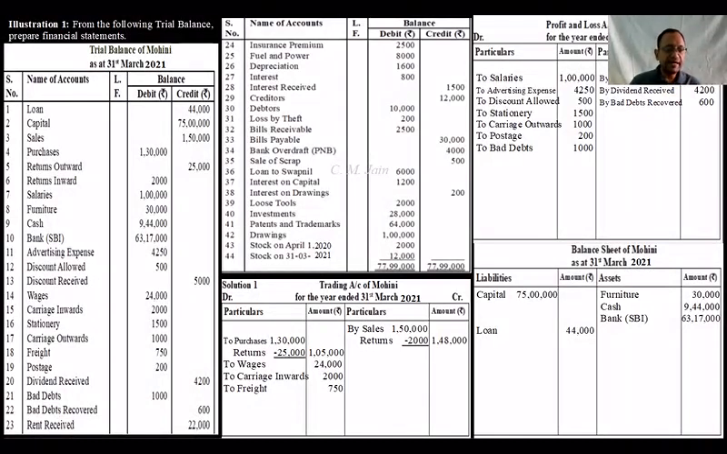Next, we are given rent received. Rent received is another income. So it will come in profit and loss account, credit side, by rent received 22,000.